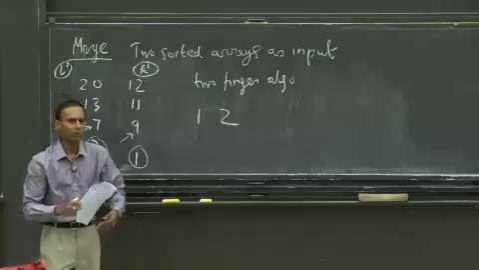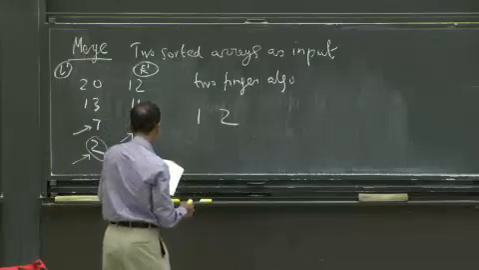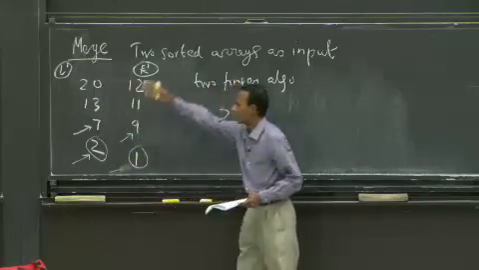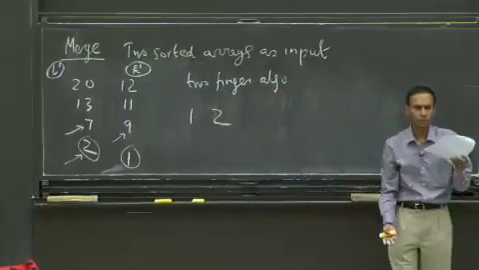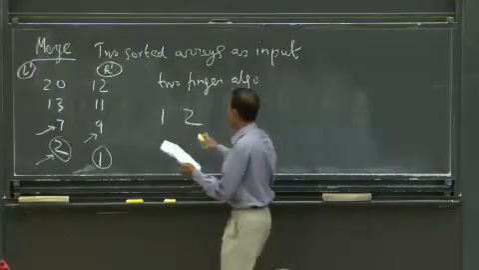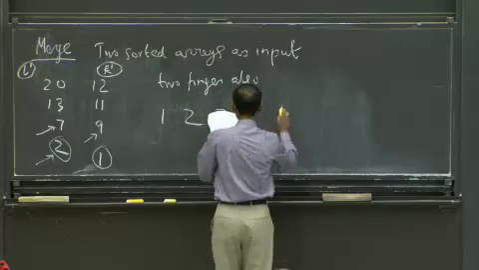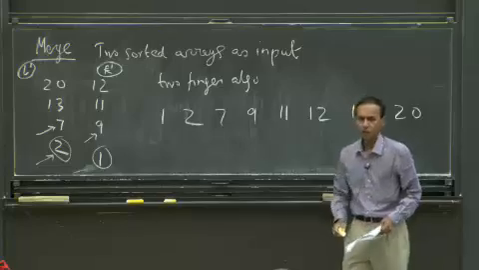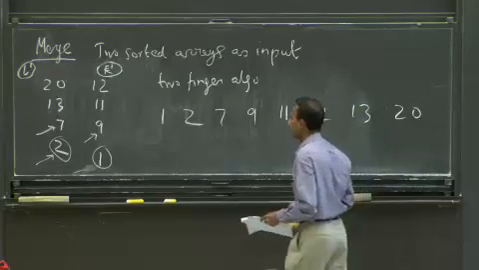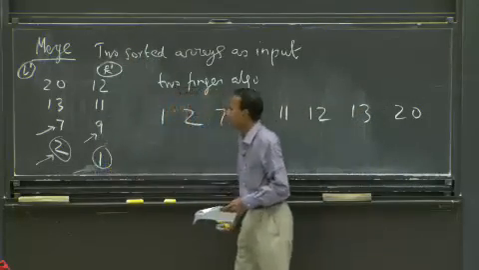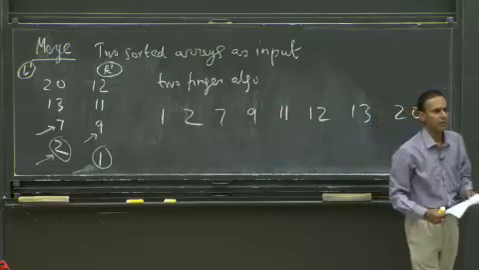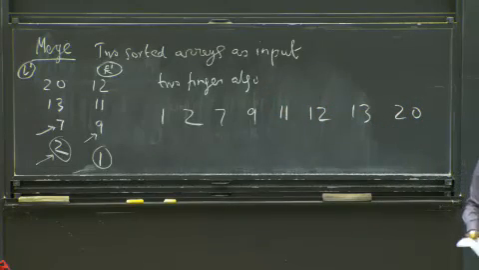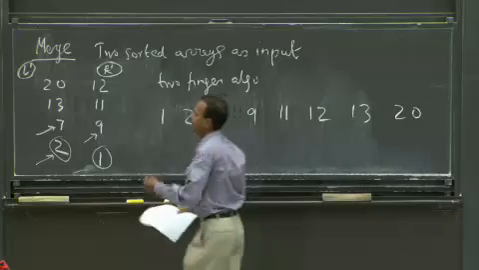All right, and so that's it. I won't bore you with the rest of the steps. It's essentially walking up these two arrays with a couple of pointers, and you're writing down 1, 2, 7, 9, 11, 12, 13, 20. Okay? And that's your merge routine. All of the work, really, is done in the merge routine, because other than that, the body is simply a recursive call.